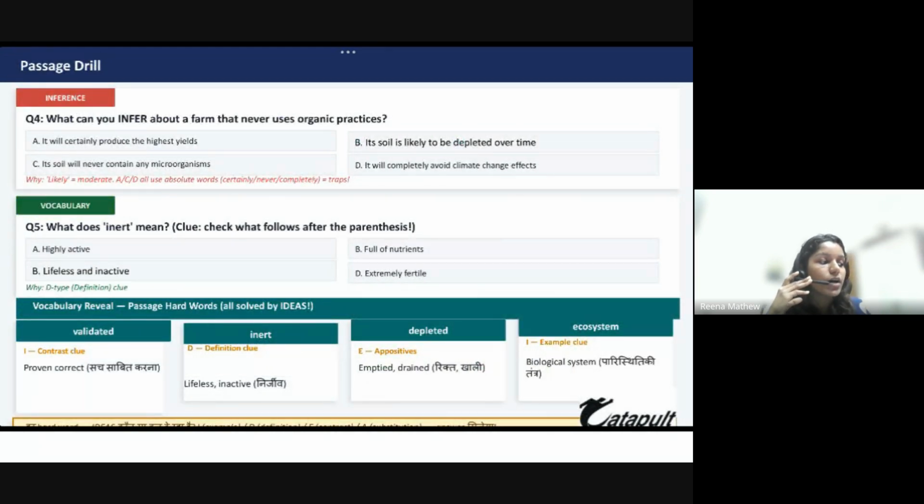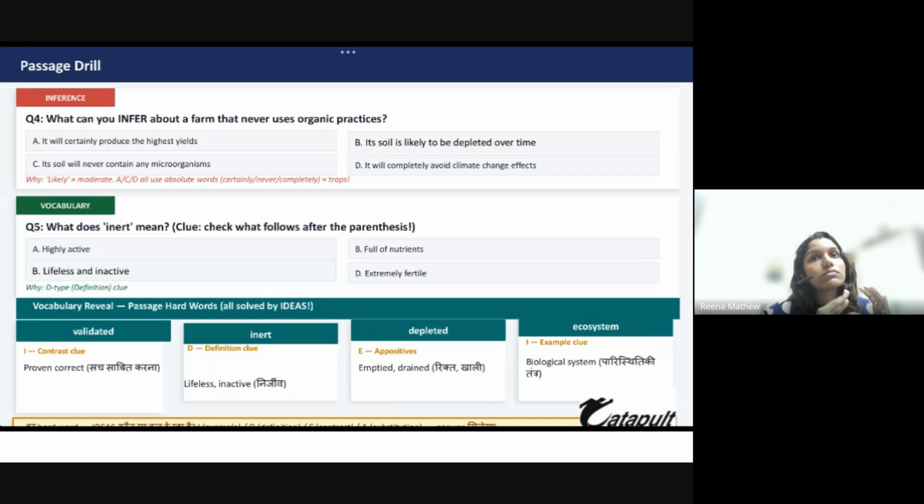What can you infer about a farm that never uses organic practice? So inference matlab anuman. It might not be directly there. It's something you infer. Okay. So is sentence mein, look at the 4 options. You have words like certainly produce, never, completely. These are absolute words. We learned this before. Absolute or moderate words, we learned this. So whenever there is absolute, I'll give you a simple example.